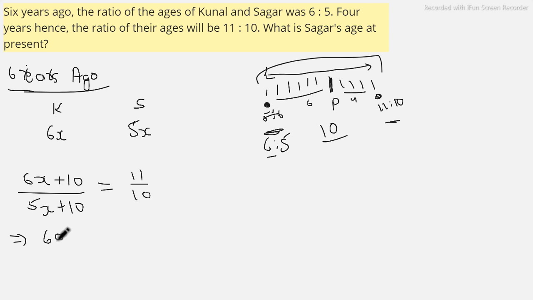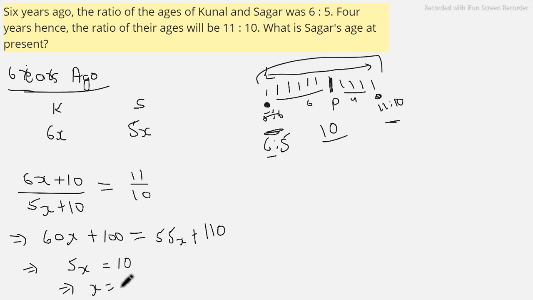So this is 60x plus 100 equals 55x plus 110. We got 5x is equal to 10, which means x is equal to 2.